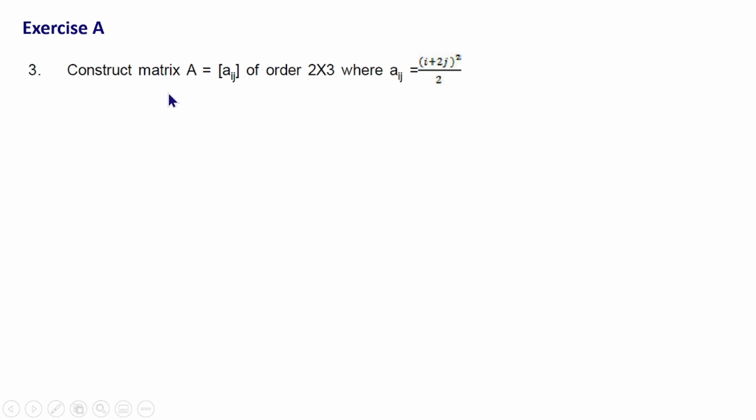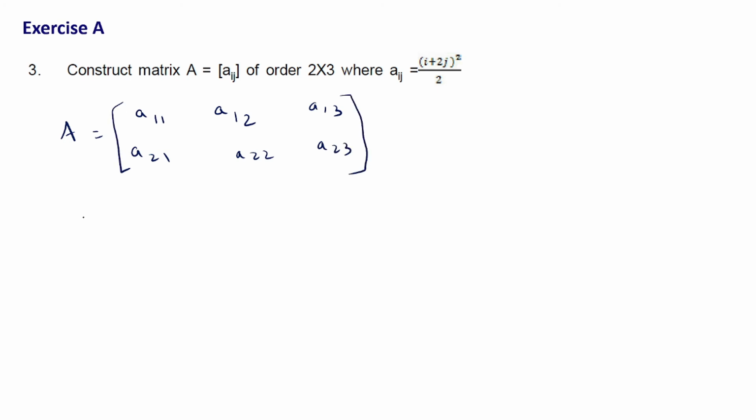Next question, construct matrix A is equal to Aij of order 2 by 3, where Aij is equal to (i plus 2j) the whole square upon 2. So in general, we can write a matrix of order 2 by 3 as a matrix consisting of 2 rows and 3 columns. So the elements are A11, A12, A13, A21, A22, A23. Now let us find each of these.